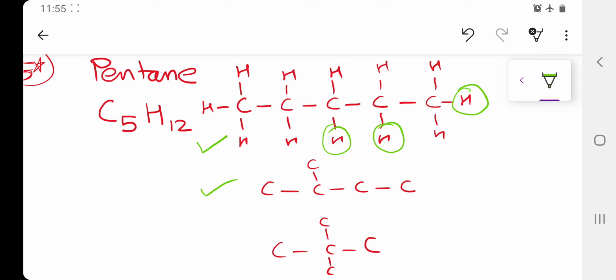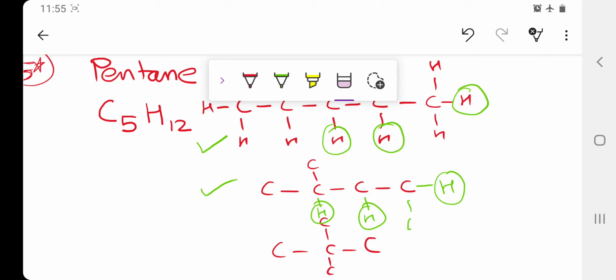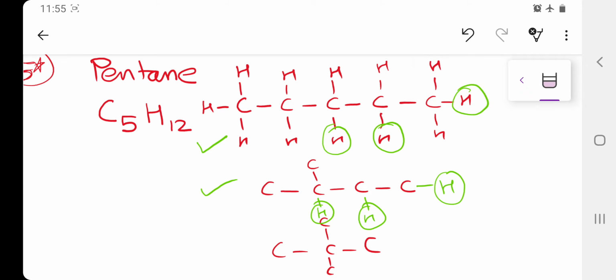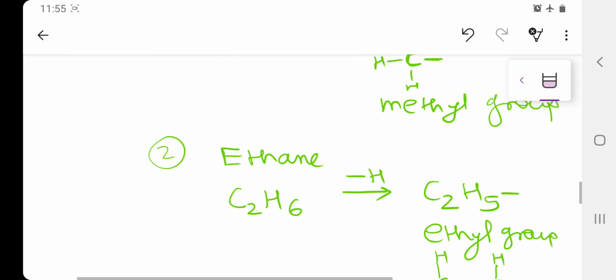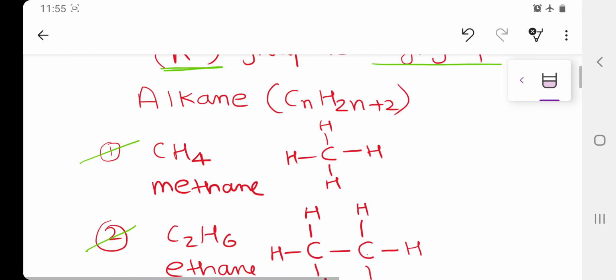Then it can be the second type of alkane. If I remove this hydrogen, then it can give rise to a different alkyl group. If this is the hydrogen, it can give rise to a different alkyl group. This one will be the same. Then you have to understand that it can give rise to different alkyl groups. Then I will revise it again.